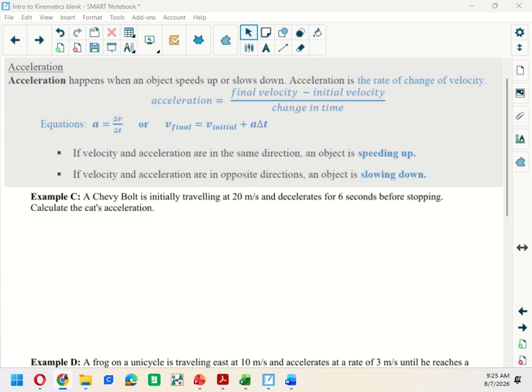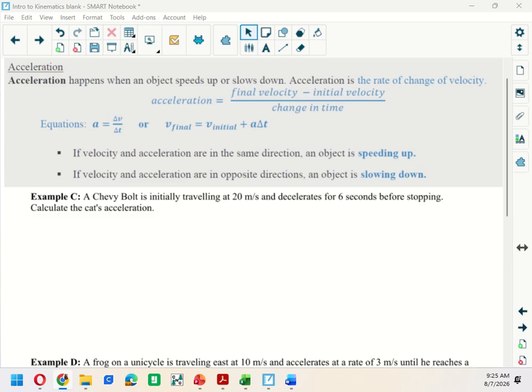Alrighty, let's go through here. Acceleration happens when an object speeds up or slows down. Acceleration is the rate of change of velocity. So it is the final velocity minus the initial velocity divided by the change in time. Or in the equations, a is equal to delta v, the change in velocity, over delta t.